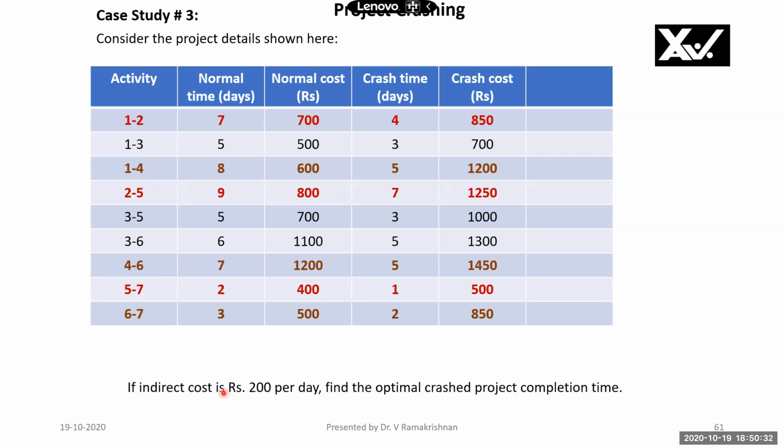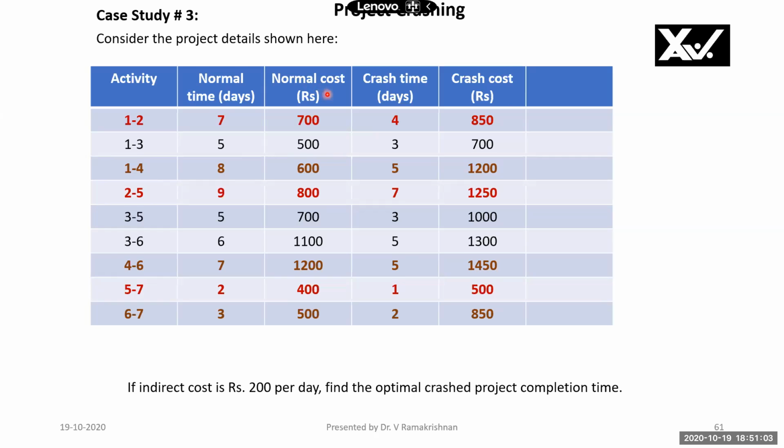Please note that we have to balance this indirect cost with the crash cost, because if we save the project duration by 1 day, we are saving rupees 200, but reduction of 1 day increases the crash cost depending upon which activity we are crashing. So we have to find out the balance between crash cost and indirect cost, increase in crash cost with the decrease in indirect cost. For that, we have to find out the cost slope for all the activities.